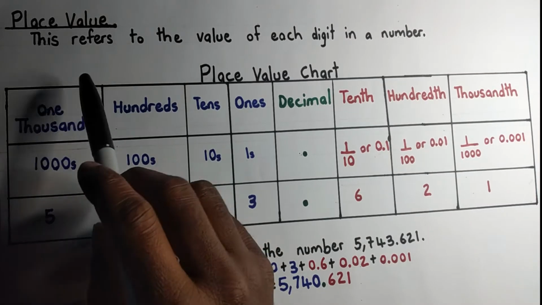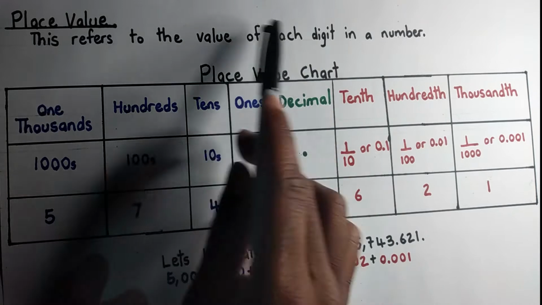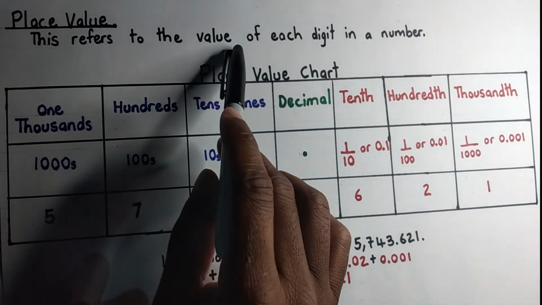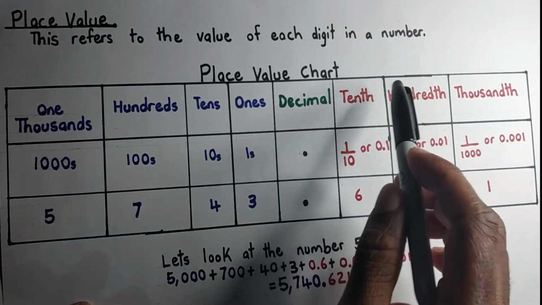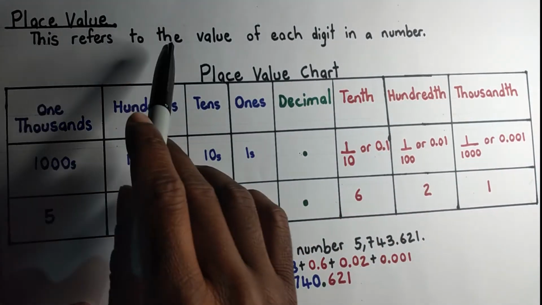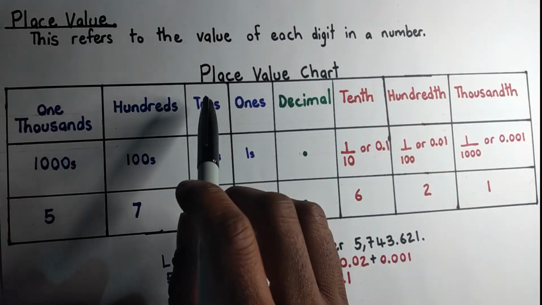Now let's look at place value. Now according to this piece of information, this refers to the value of each digit in a number. Now here we have the place value chart. So we want to get a better understanding of what this thing is saying.